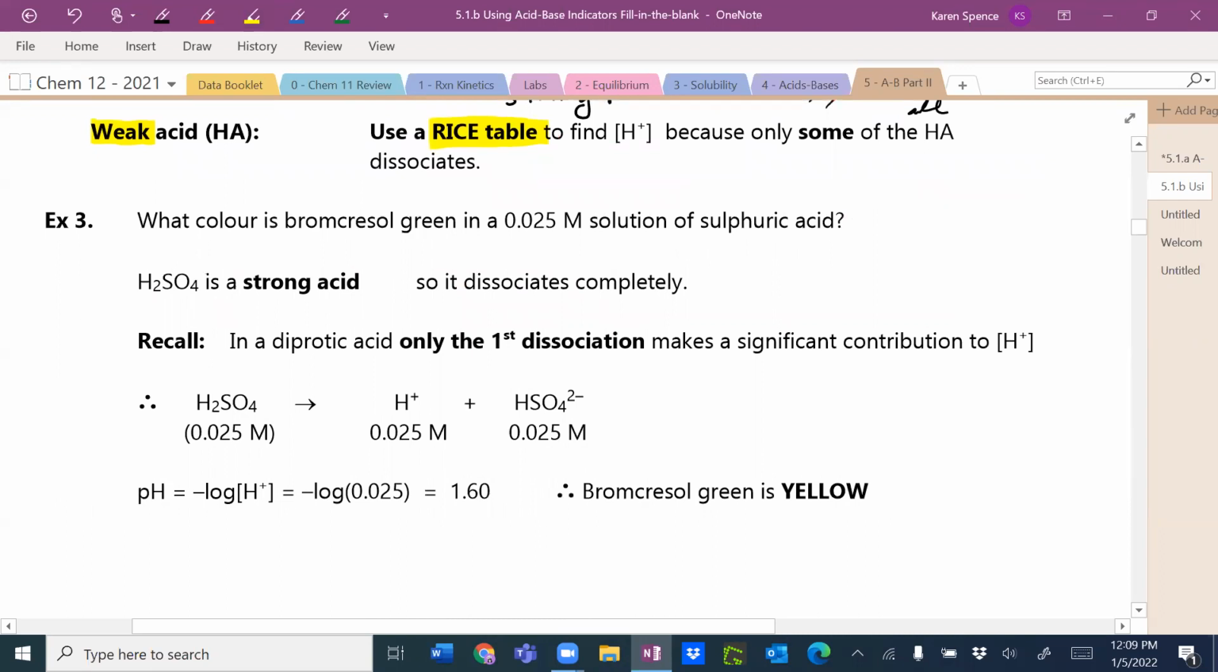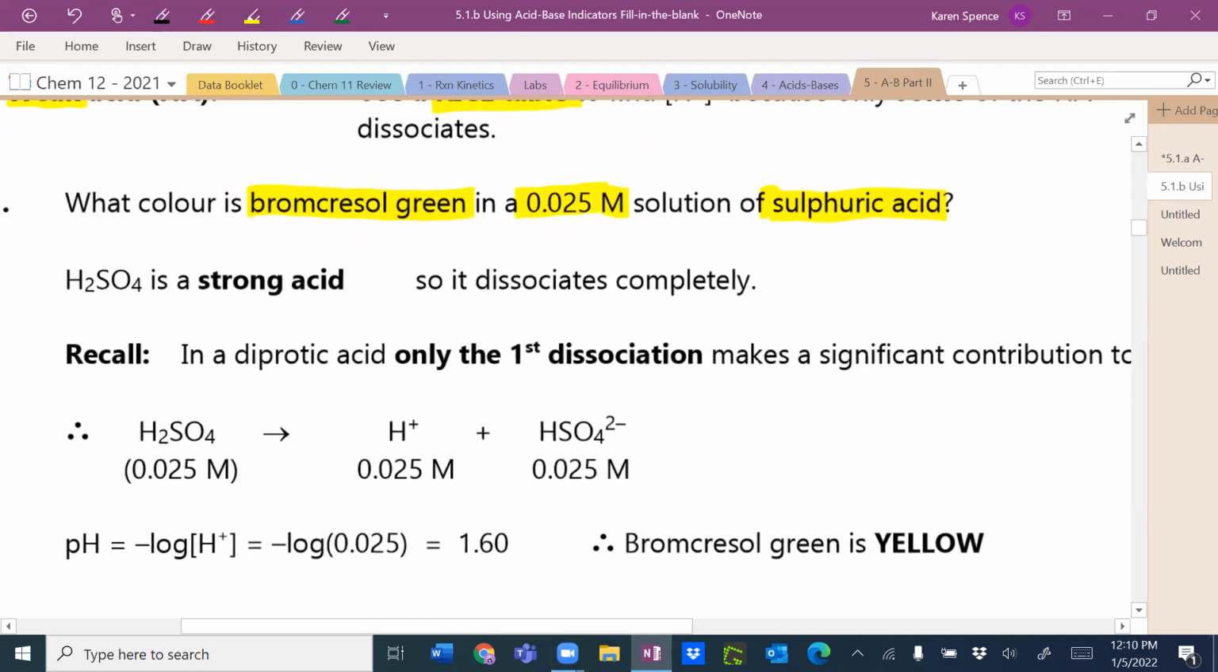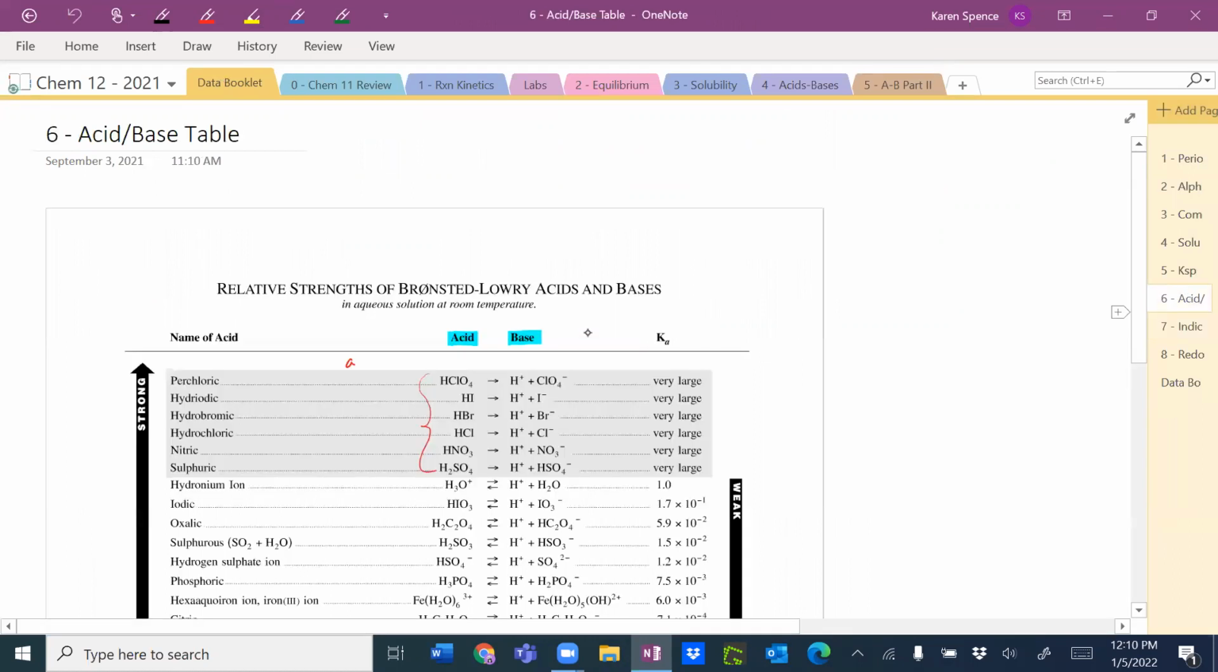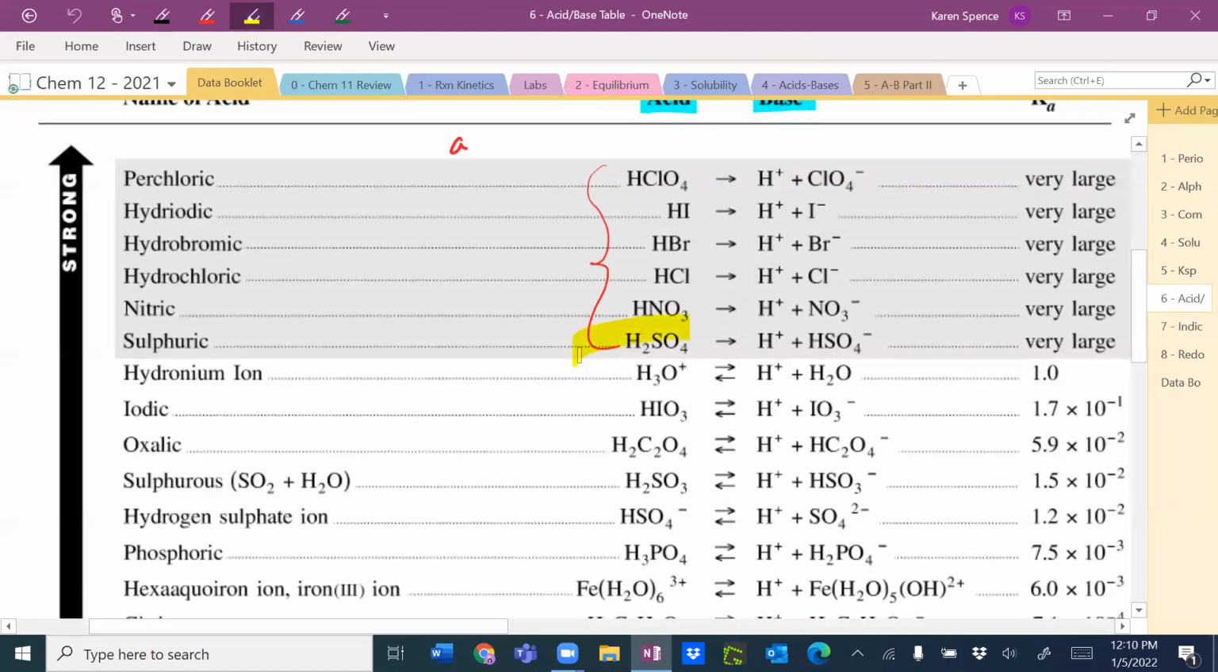What color is bromocresol green then? Bromocresol green in a solution of 0.025 molar sulfuric acid. Sulfuric acid is H2SO4. H2SO4, hopefully you remember, is a strong acid. Let's grab our acid table here. Sulfuric acid, H2SO4, is one of our strong ones up in this zone right here. So if it's strong, it dissociates completely. We have a one-way arrow.